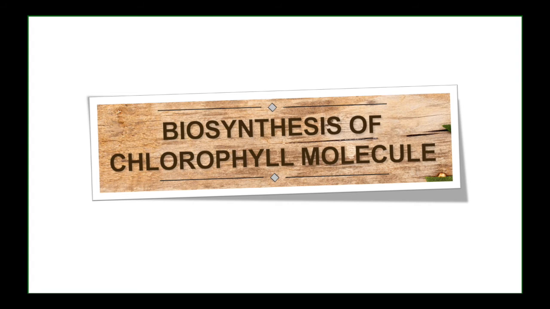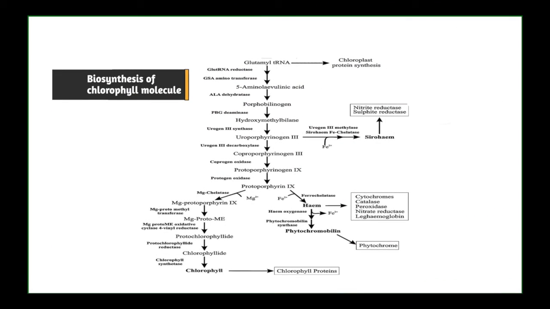Biosynthesis of chlorophyll molecule. Chlorophyll biosynthesis starts from glutamic acid with the functional glutamyl tRNA and it is converted to aminolevulinic acid, and then with the dehydration by dehydratase enzyme it produces porphobilinogen and then it produces hydroxymethylbilane and the uroporphyrinogen and coproporphyrinogen and protoporphyrinogen. At this point, protoporphyrin 9 is produced, which ultimately takes up magnesium to produce magnesium protoporphyrin, which ultimately will produce chlorophyll. If protoporphyrin 9 takes up iron, it will produce phytochromobilin.